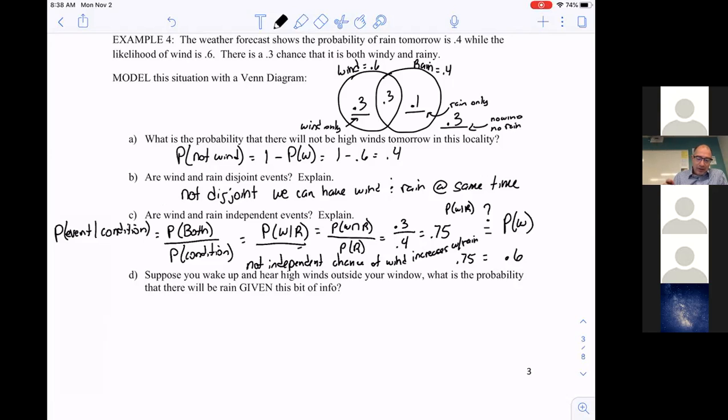Suppose that you wake up and hear high winds outside. So this is going to be a conditional probability. You wake up and you hear high winds. So that means that we have a condition, it's windy. What is the probability that there will be rain?